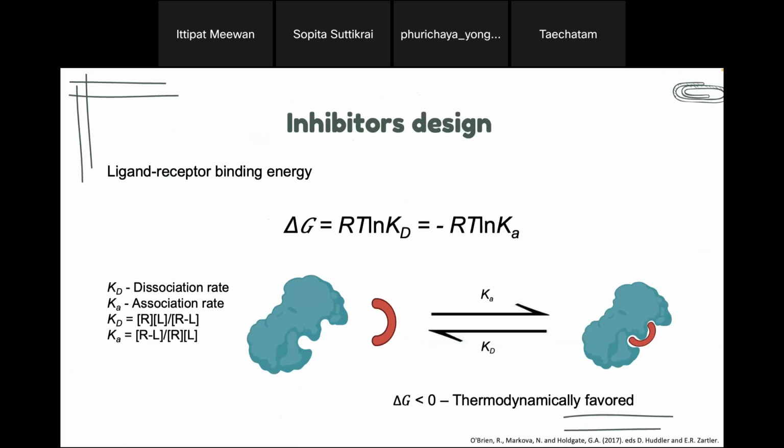I just want to show you that it's related to delta G, right? In thermodynamics class, we know that if delta G is less than zero, it's going to be favorable. So when we design inhibitors, if we can calculate delta G and find that it is less than zero, it's going to be favored and it can be a good inhibitor. All right, so that helps with the design.